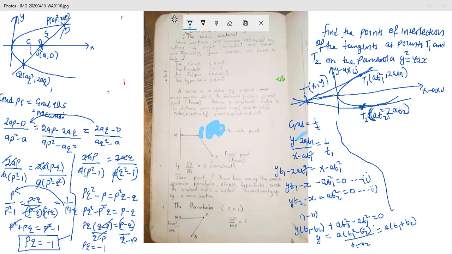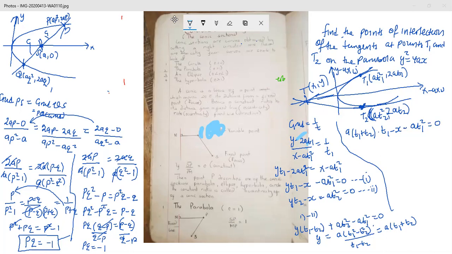You get y. Since we have got y, I can substitute this very y. I have got any of the two. Let me put it in Roman 1. I will have a into t1 plus t2 times t1 minus x minus at1 squared is equal to 0.